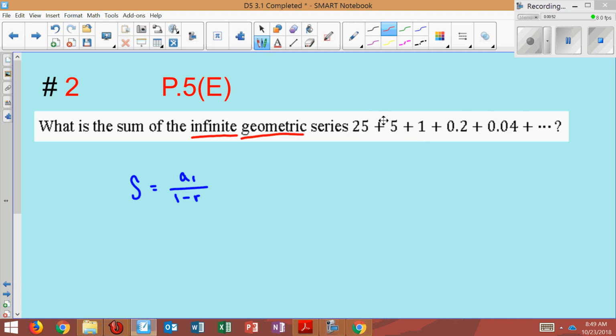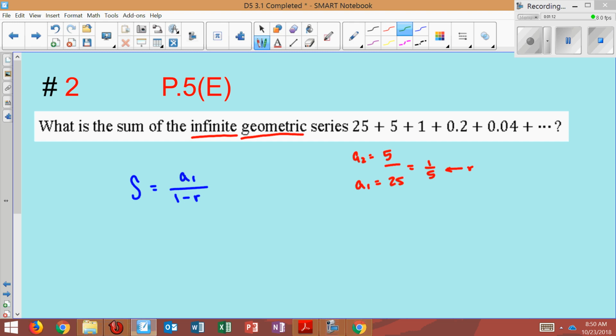So to find my rate, remember with geometric, since each one of these is getting multiplied, you take the second term and divide it by the first term. It is oftentimes how we do this. And so if I take a sub 2 and I divide it by a sub 1, I get 1/5. That should be our r.